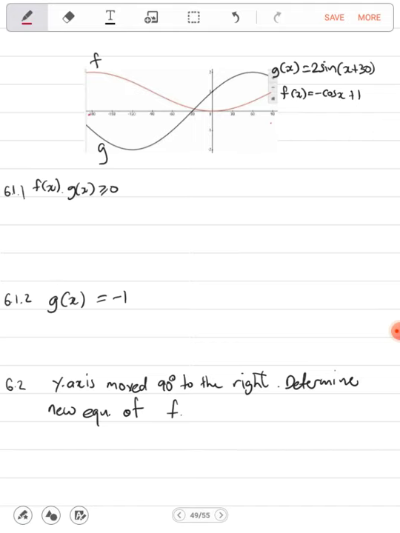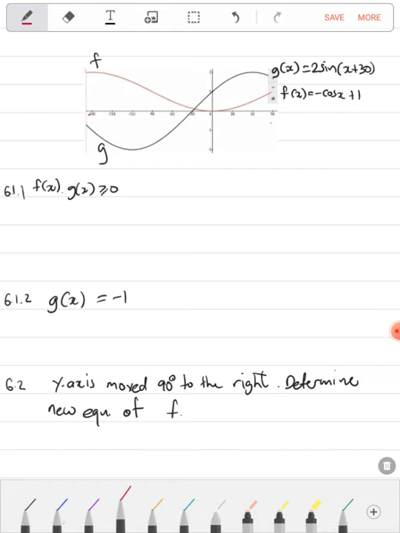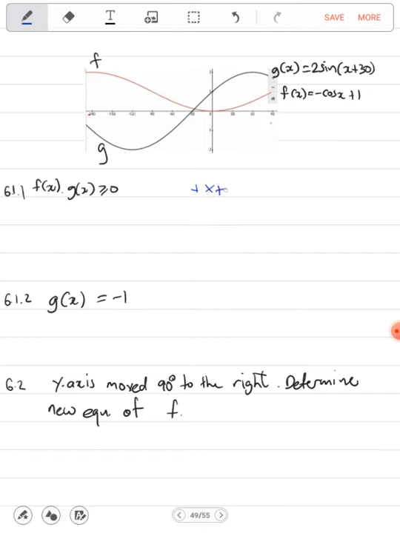6.1.1, they ask you for which values of x, a common question, from that entire domain from minus 180 to 90, will f(x) times g(x) be greater than or equal to 0. So if we are multiplying two things and they need to be greater than or equal to 0, we are looking for something about their product. So where are things greater than 0? A positive times a positive is equal to a positive, which is greater than 0. A negative times a negative, which is equal to a positive, that's also greater than 0.